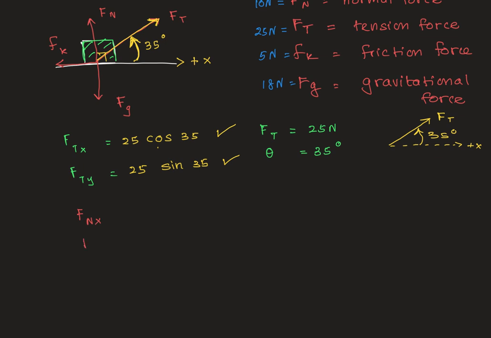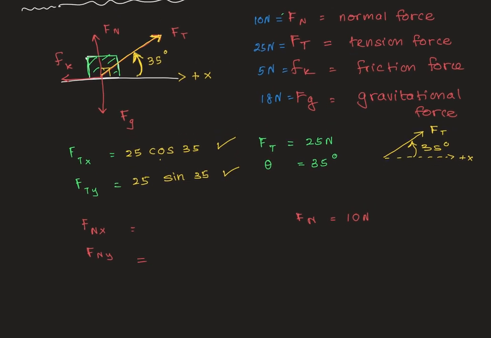Now let me go to the next one, which is Fn x and Fn y. Before we do anything, we write the magnitude. The magnitude is given to us as 10 newtons. And then the angle is 90 degrees, because we will learn soon that normal force always makes an angle of 90 degrees with the positive x-axis, actually with the contact surface. So this is a 90 degree.